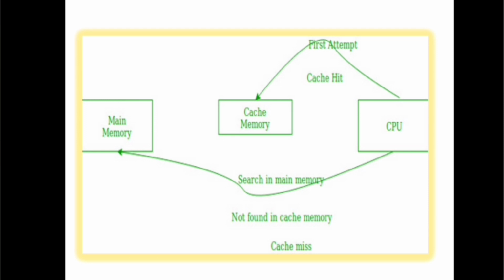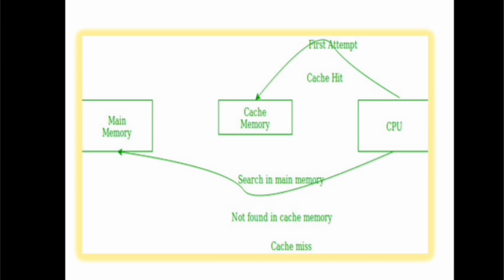As is clear from the diagram, whenever a CPU needs to read some data, it will first of all examine the cache memory. If the data is found successfully in the cache memory, then the data is read and we call it a cache hit. But if the data is not available in the cache memory, the CPU is now going to search for that data in the main memory. After searching the main memory, it will read that data from the main memory. Also, the data will be copied from main memory into the cache memory.